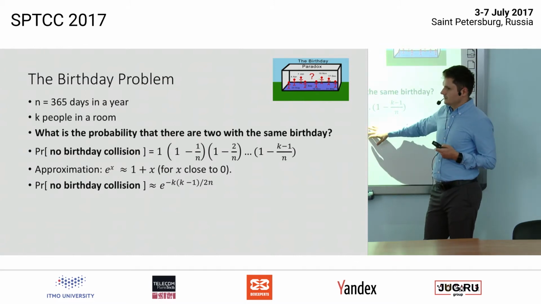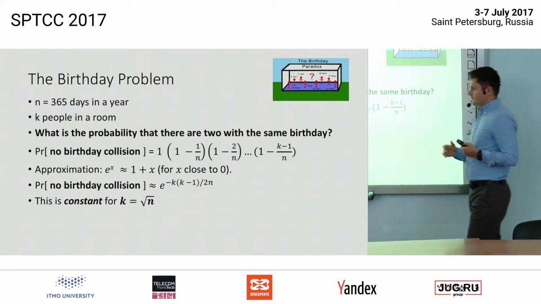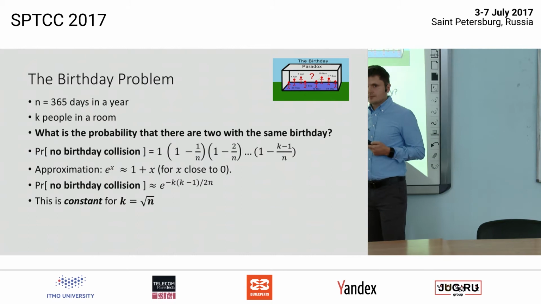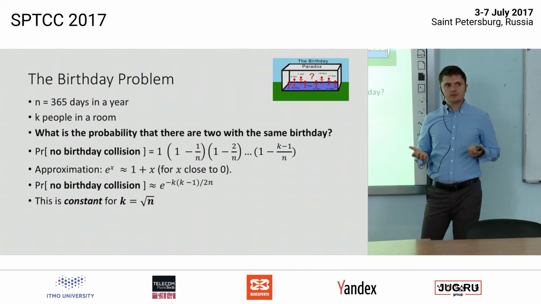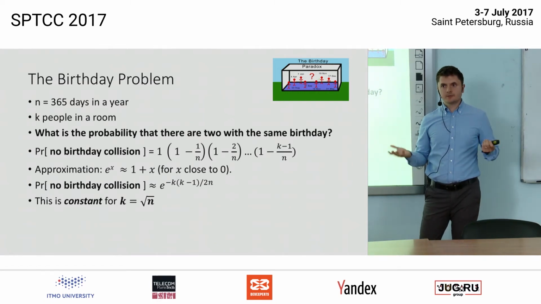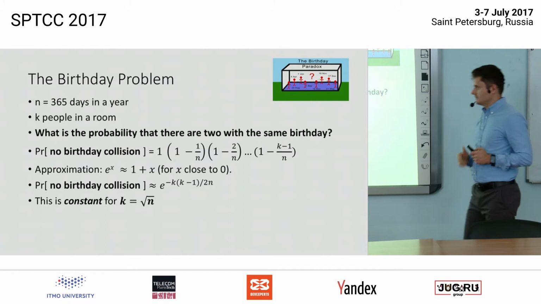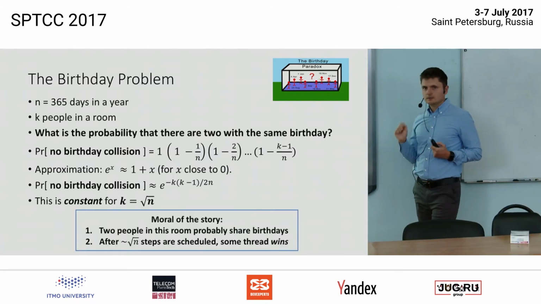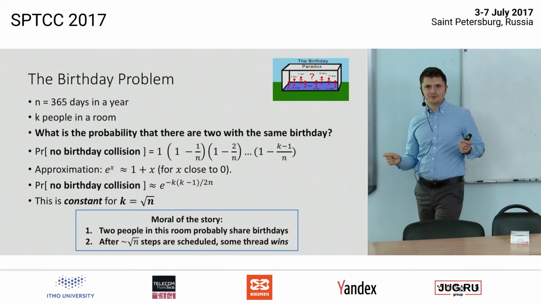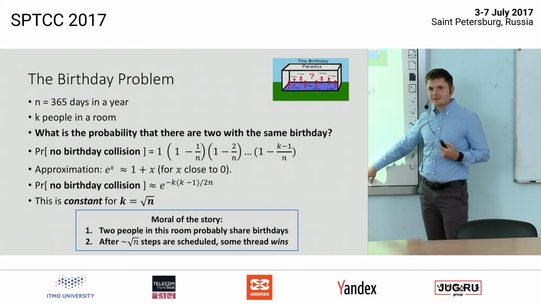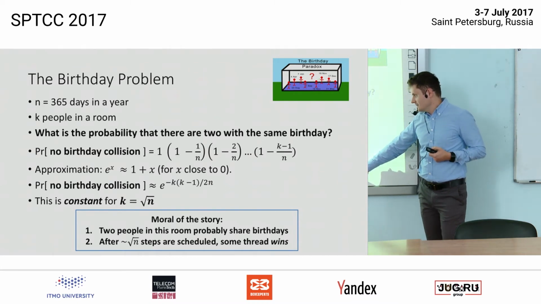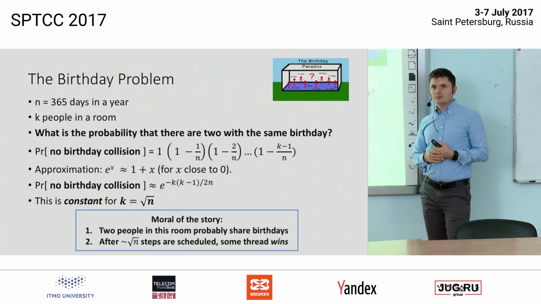So the moral of the story is that after k equals roughly square root of n, or a constant times square root of n, we are pretty certain to have 2 people sharing a birthday. Is this fine? All right. So there are 2 morals to the story. One, 2 people in this room share a birthday, so please use the coffee break to work out who and who else. The second one, which I'll discuss in more detail, is that after square root of n steps are scheduled, some thread will win.